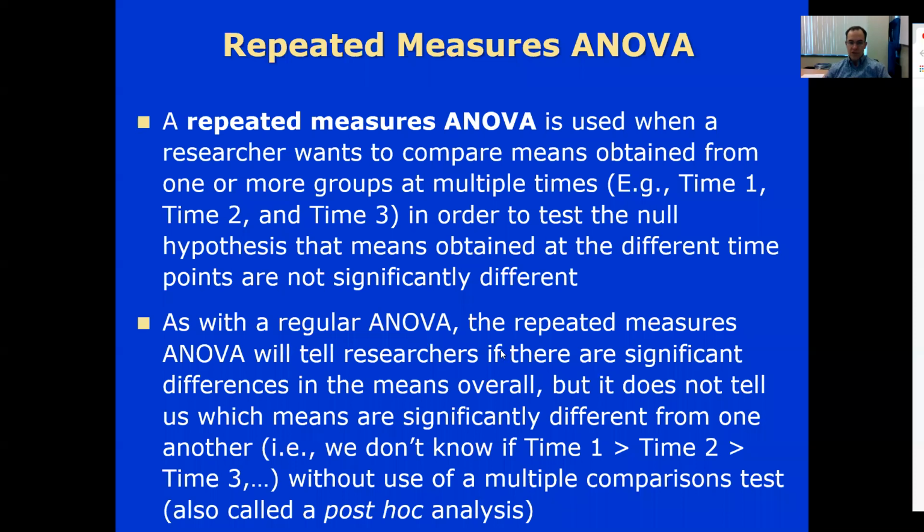So keep in mind, as with a regular ANOVA, the repeated measures ANOVA will tell researchers if there are significant differences in the means overall, but it does not tell you which means are significantly different from one another. For example, let's say there's a significant repeated measures ANOVA, less than 0.05, but it won't tell you where it's occurring. You don't know if it's time 1 and time 2, or time 1 and time 3, or time 2 versus time 3. You would have to do a follow-up post hoc analysis in order to tease out exactly which time points differ.